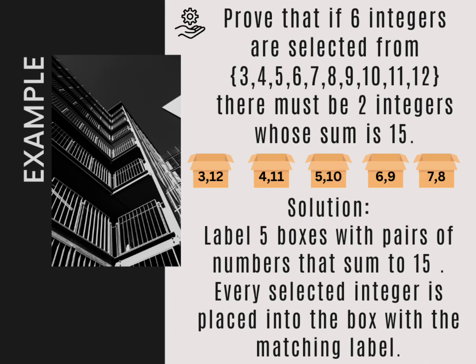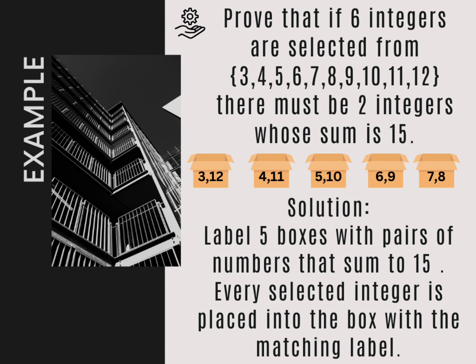So let's have another example. Prove that if 6 integers are selected from the set of numbers 3, 4, 5, 6, 7, 8, 9, 10, 11, 12, there must be 2 integers whose sum is 15. Now let's say we label 5 boxes with pairs of numbers that would sum to 15. For example, 3 and 12 will be 15, 4 and 11 will be 15, 5 and 10 will be 15, 6 and 9 will be 15, 7 and 8 will be 15.